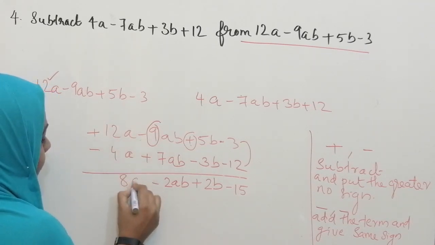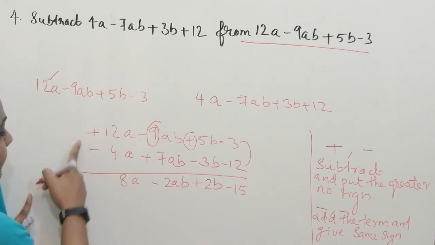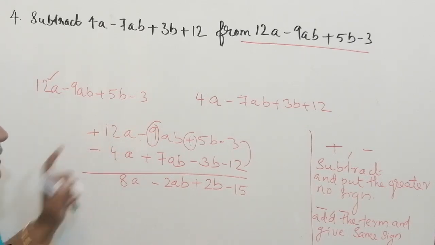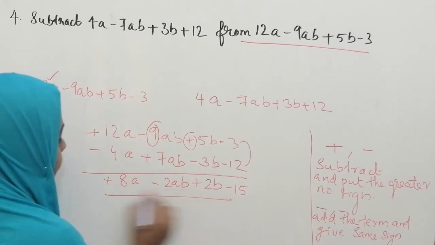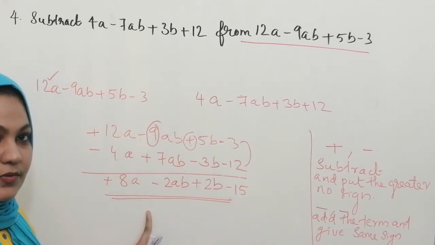So here this is like term. So you bring down and subtract and give greater number sign. What is the sign here? Plus. So this is your answer. This is the answer of this question.